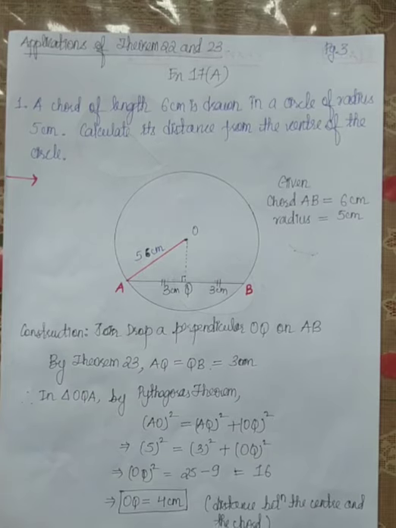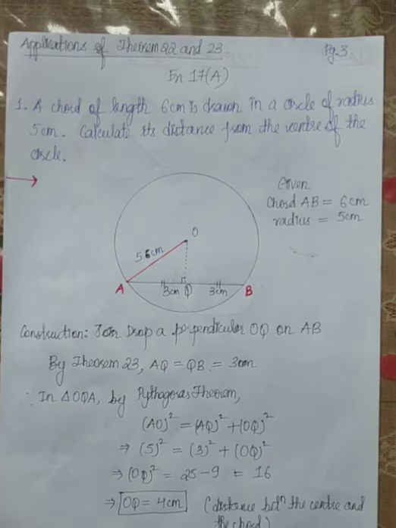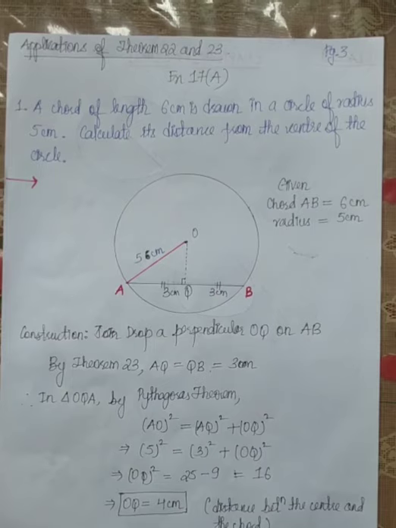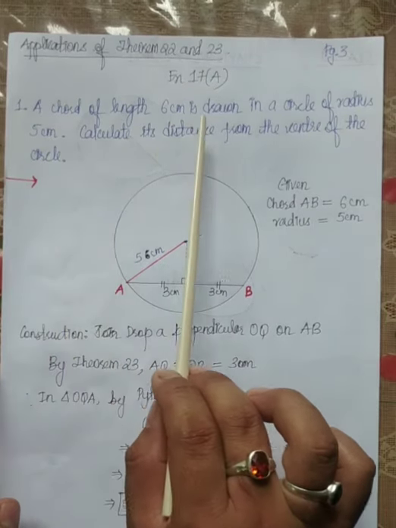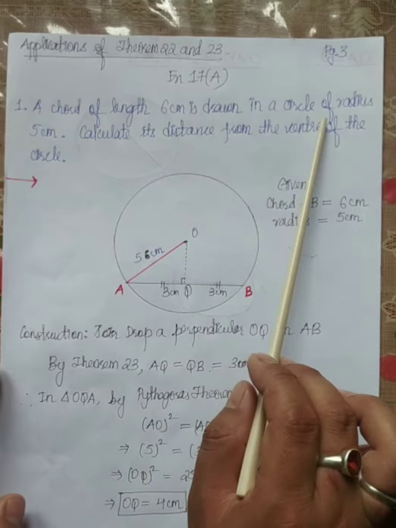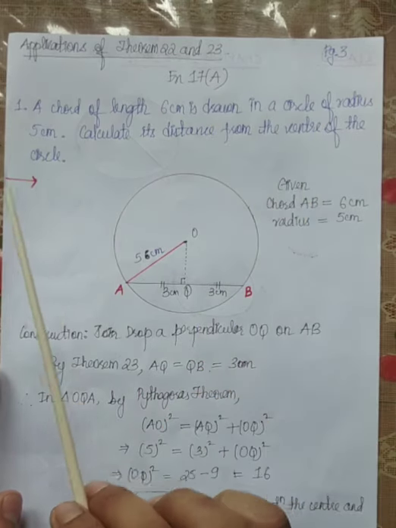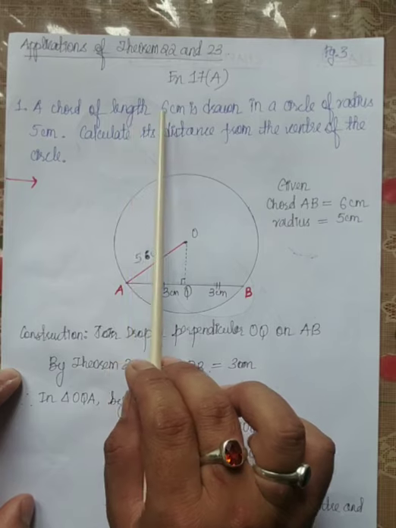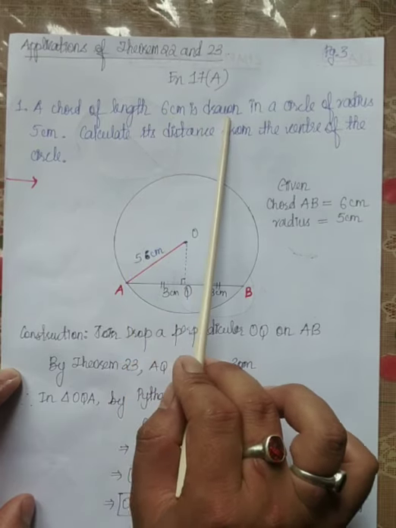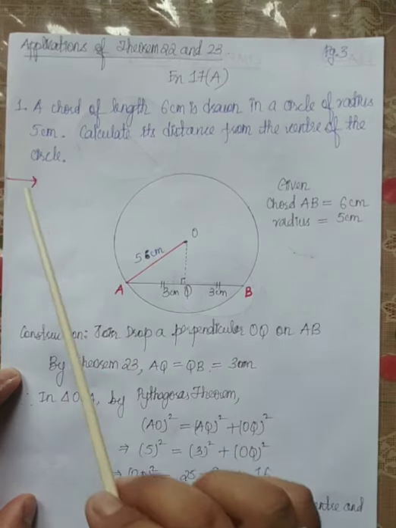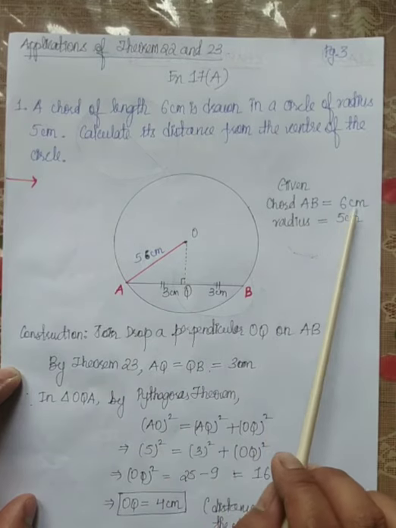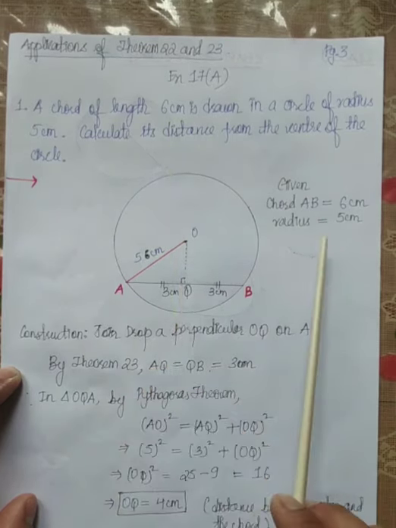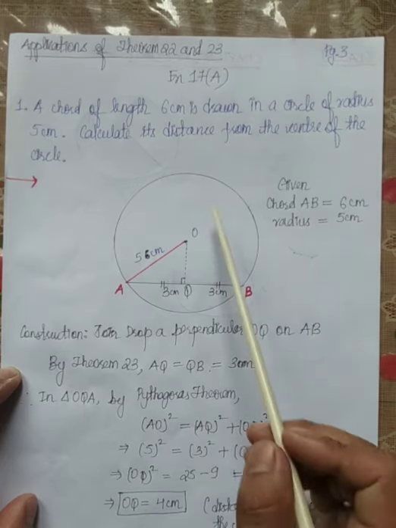Exercise 17E is the application of 22 and 23. Question number 1. Let's read the question. A chord of length 6 cm is drawn in a circle of radius 5 cm. So two things are given to us: the length of the chord, chord AB is 6 cm, and the radius of the circle is 5 cm. Let's draw the figure of a circle.